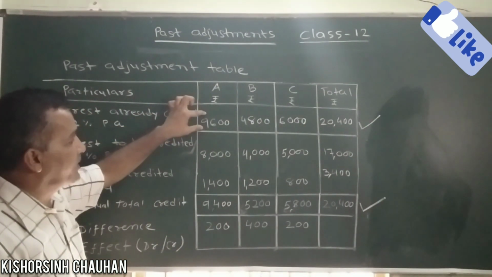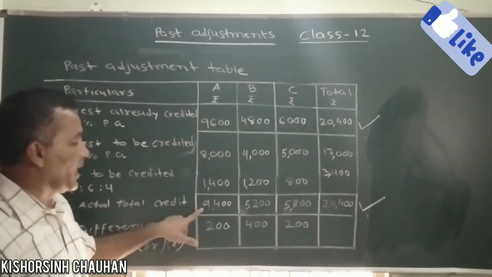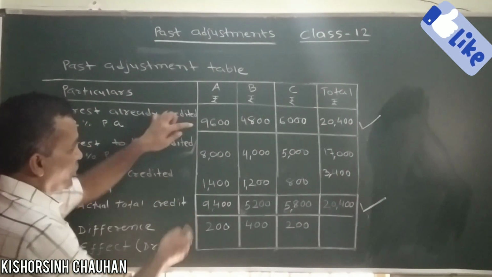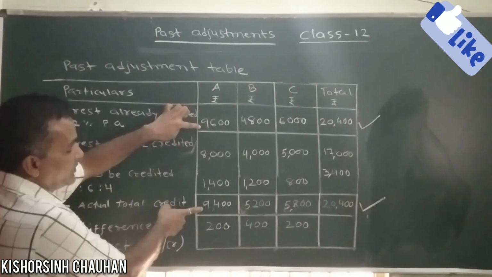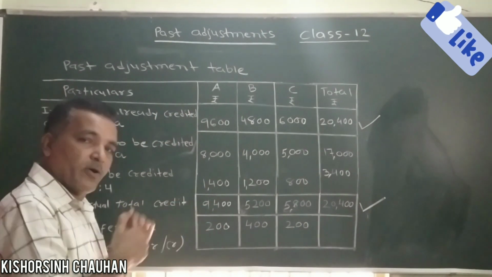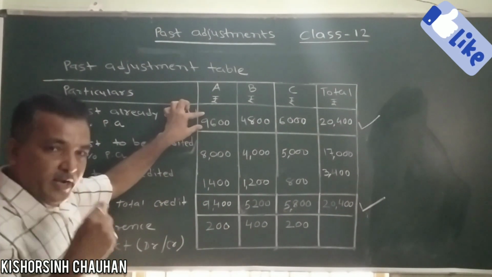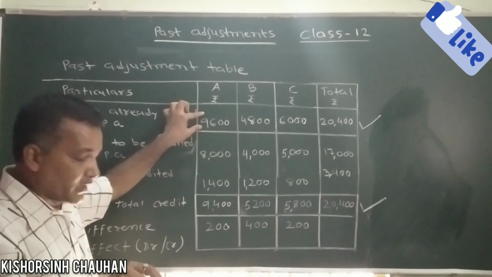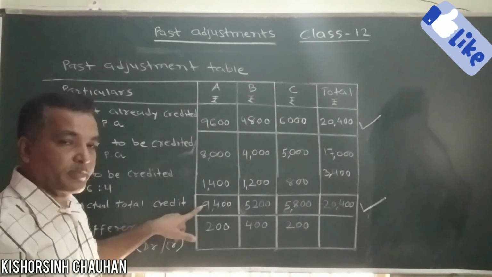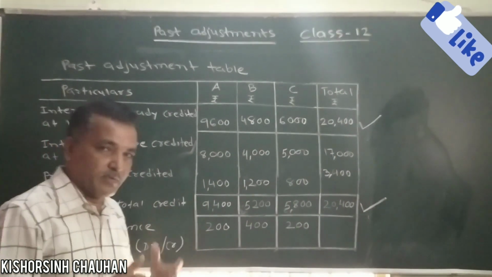Mr. A. 9,600 is already credited, but actual credit should be given of 9,400. So difference of these two is 200 rupees. Now it will be debited or credited. Let us decide. Already credited 9,600. This is the wrong thing. But actual credit should be given of 9,400. So difference 200. What we will do?